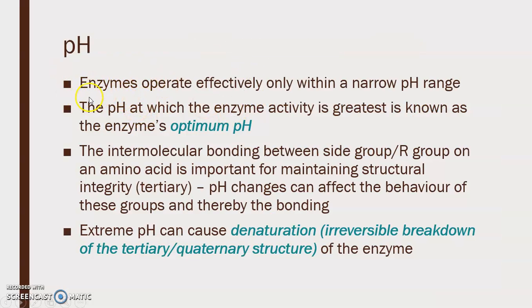So let's go back to look at pH. pH, like temperature, affects enzymes, which operate effectively only within a narrow range of pH, right? The pH at which the enzyme activity is greatest is known as the optimum pH. Because the intermolecular bonding between the side groups on amino acids is important for maintaining the structural integrity, the tertiary structure, pH changes affect the behavior of those groups, and therefore affect the bonding. So extreme pH can cause denaturation of the enzyme and therefore render the enzyme basically useless.